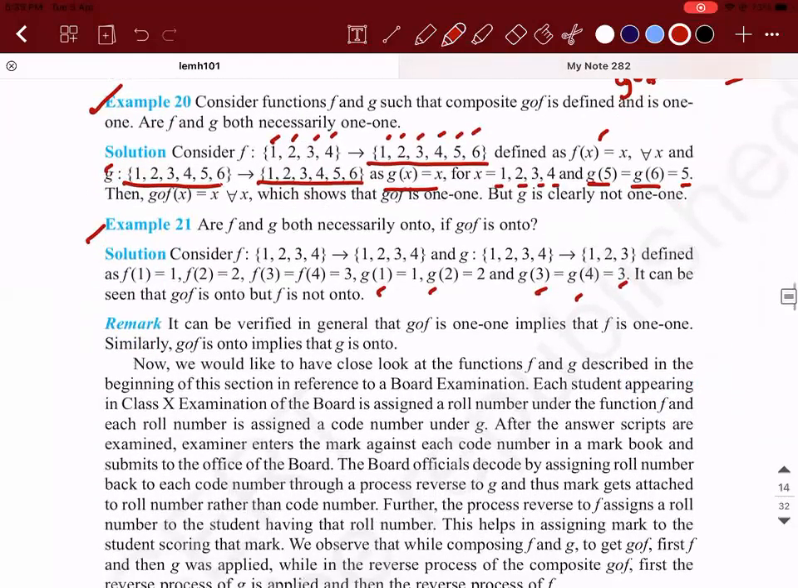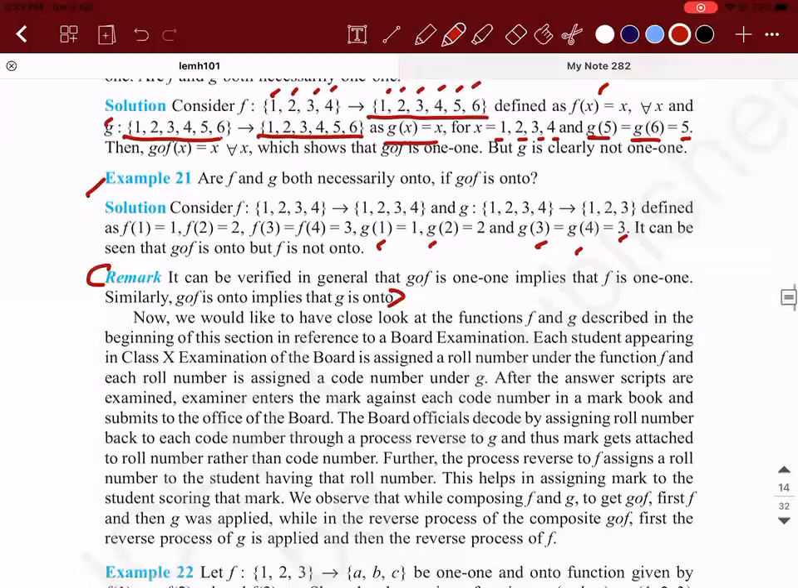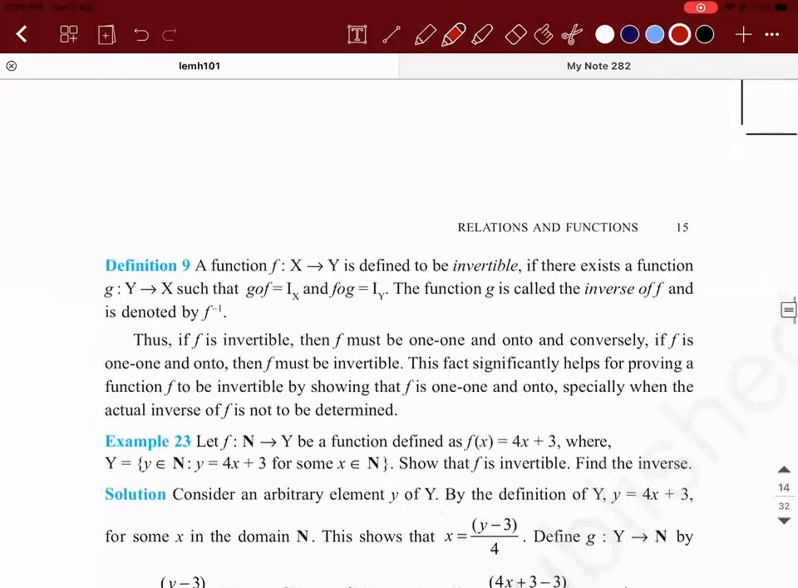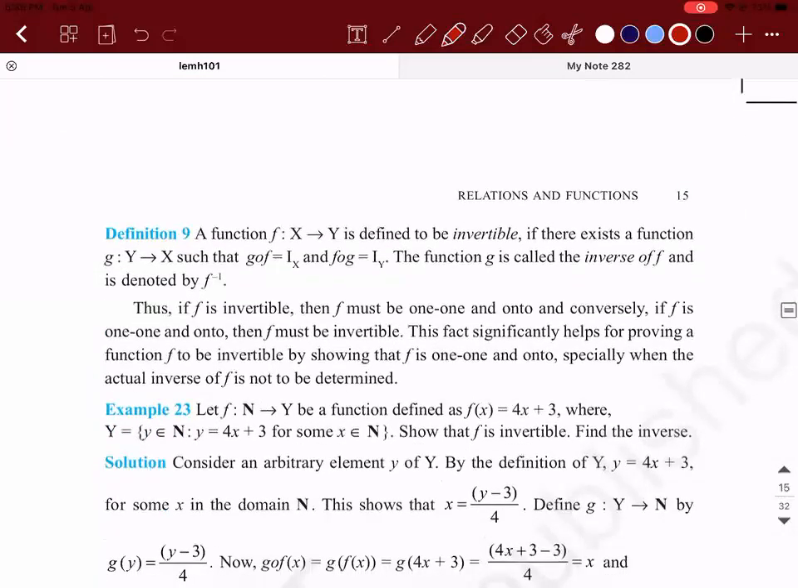So you can make a note of these points. Having all these points in mind, I want to explain what is the inverse of a function. So definition number 9, please write it down. Write the heading as inverse of a function.